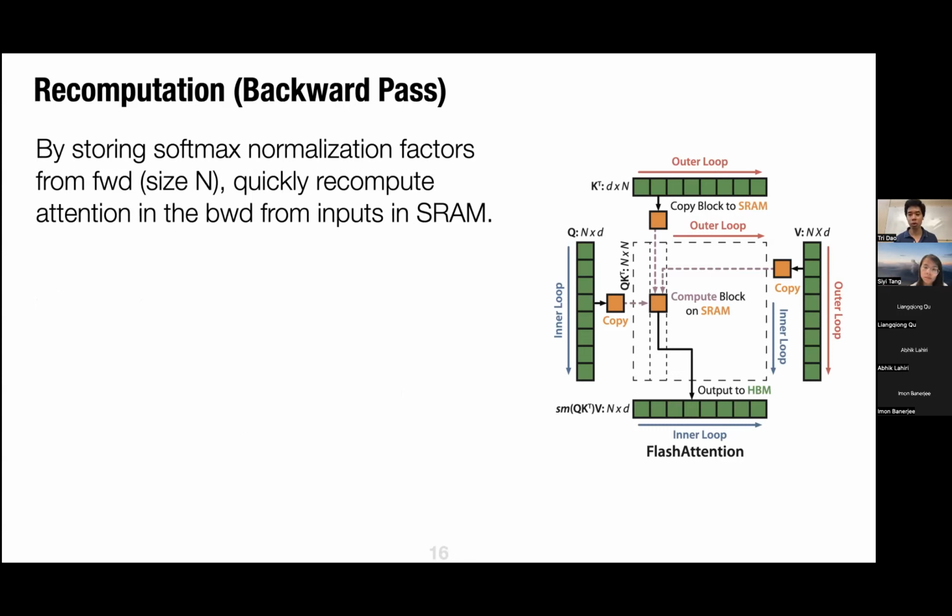And again, we don't store this big N by N matrix. Everything is loaded in and then computed on SRAM. So the memory requirement is much smaller. We incur much fewer reads and writes, but we do incur more flops.